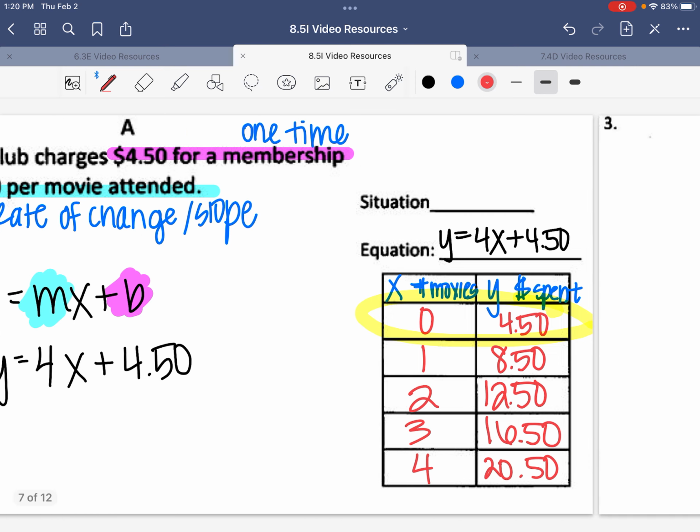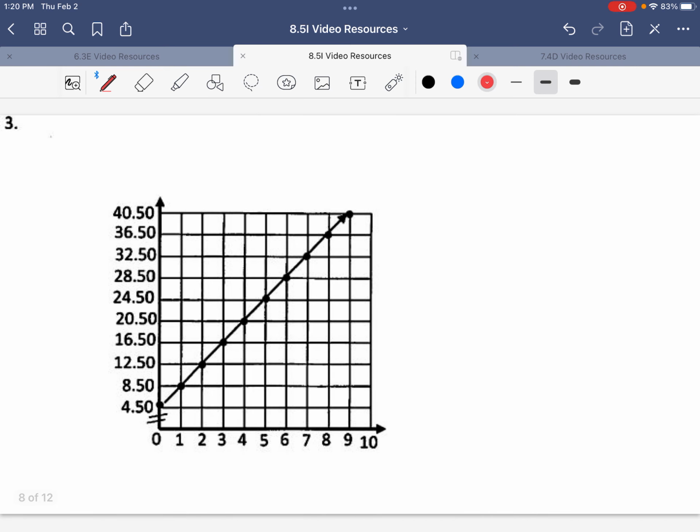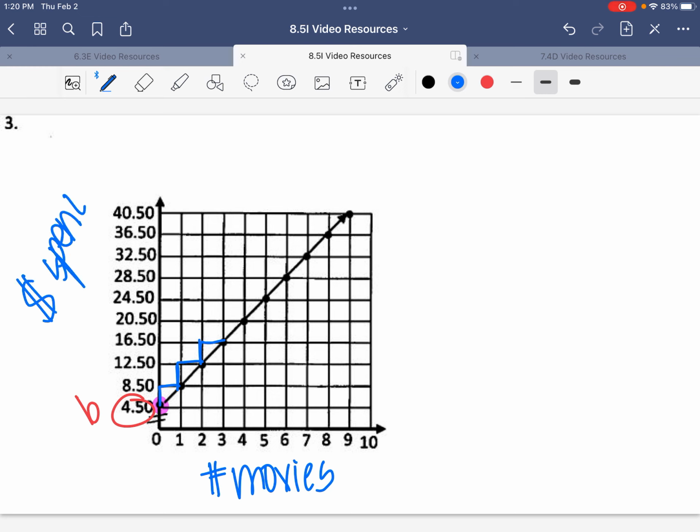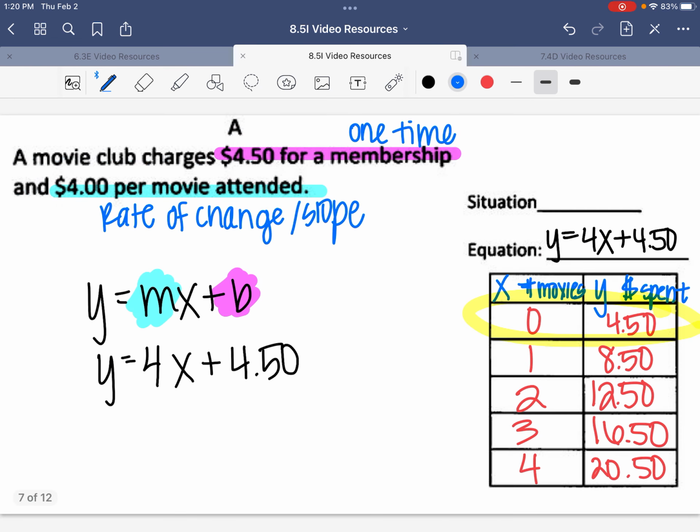All right, guys. When you get to graph number 3, notice that our y-intercept is right here at $4.50. That represents our b. And each time, we're going up by $4 for each one on the x. So our x-axis is the number of movies, and our y-axis is the money spent, and this matches. So when we go back, graph 3 matches story problem A.